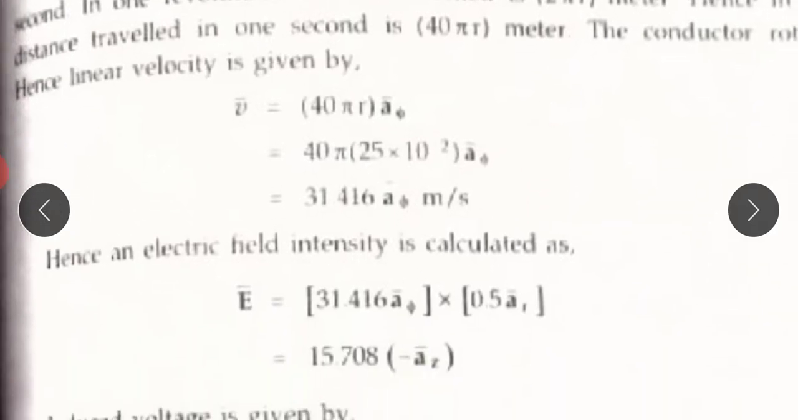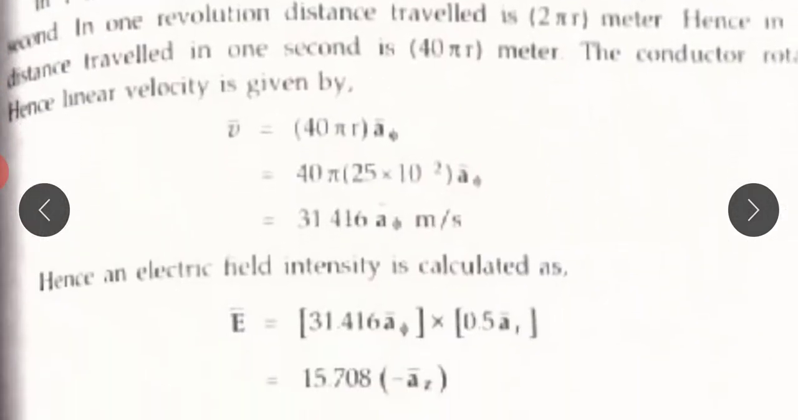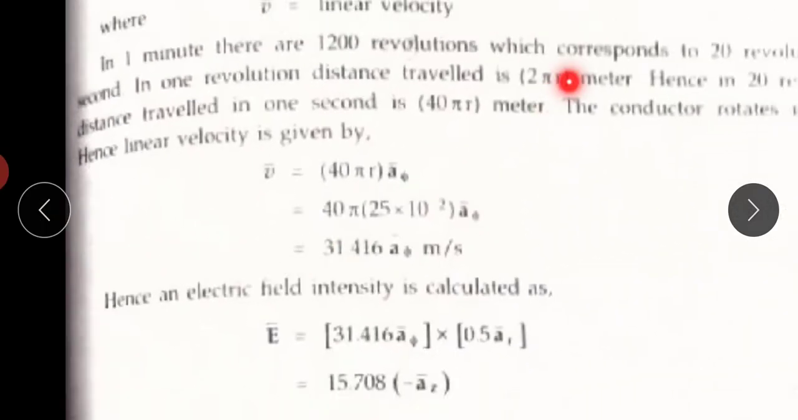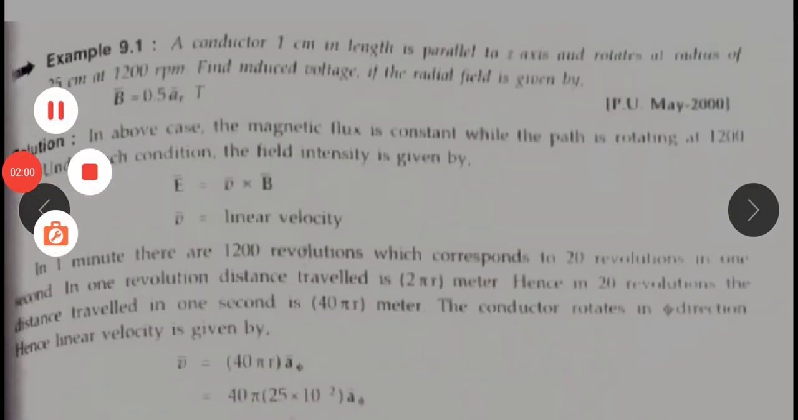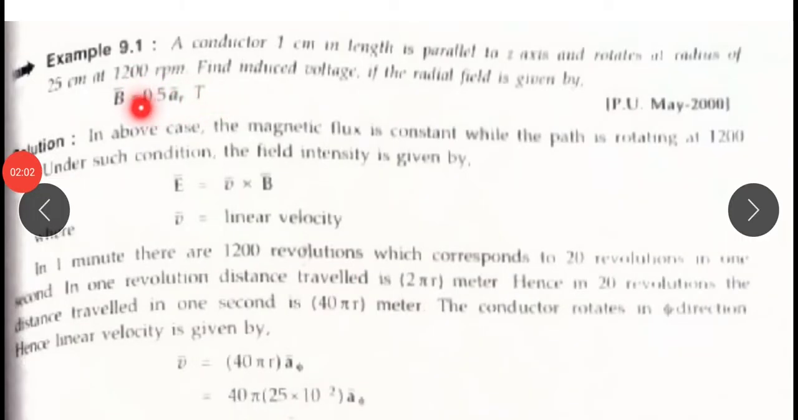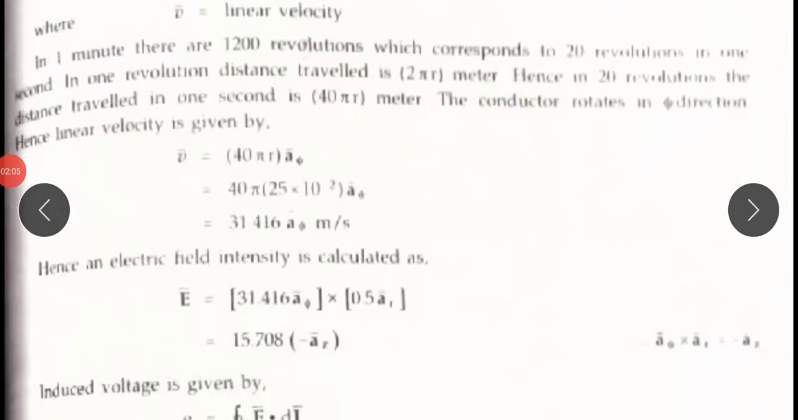Next, the electric field intensity is given by E bar equals V bar cross B bar. Given B bar equals 0.5 into aR bar. So E bar equals V bar cross B bar, here a phi bar cross aR bar, and a phi bar cross aR bar equals minus aZ bar. So the electric field intensity equals 15.708 into minus aZ bar.